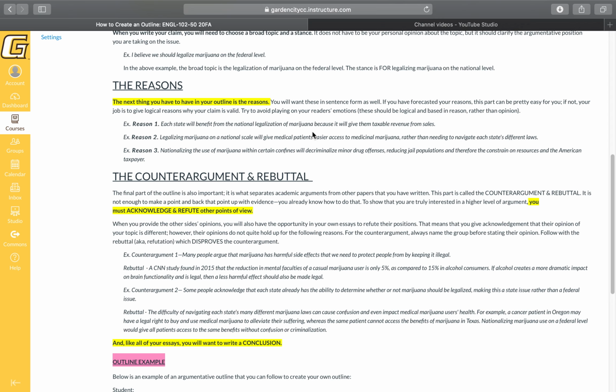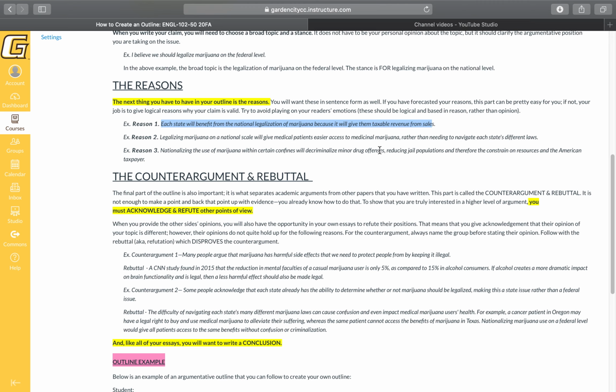You want to hear the logic and the reasoning behind this. You want to make the logic explicit for your audience rather than implicit. So that means that you tell them the logical connections rather than leaving it up to them to make those connections. So say, for example, you want to say it would give taxable revenue to states for sales. You might then explain in a couple of sentences why that is or how that works.